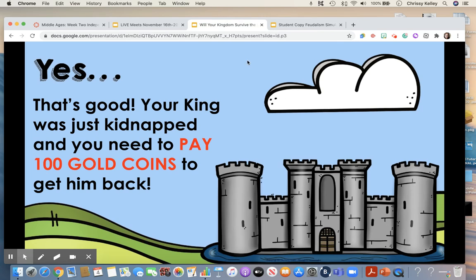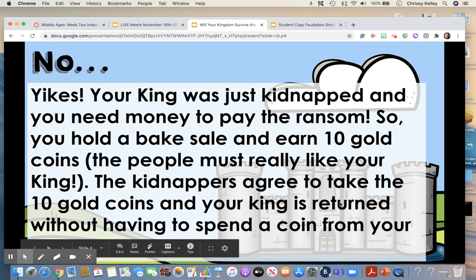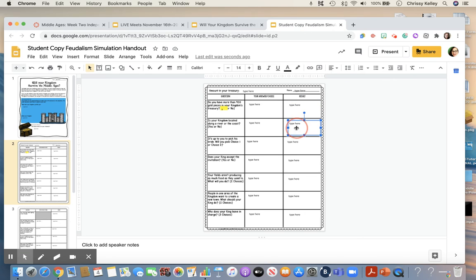You need to describe the outcome, not just say, oh, I have to pay 100 coins. Why? So if you didn't, now you have to hold a bake sale and earn 10 gold coins. And the kidnappers agree to take the 10 gold coins, and your king is returned without having to spend a coin from your treasury. And if this was the case, in real life, they might have just taxed the people. But you're going to follow what the computer says. You need to not just explain that coins were gained or lost, but why coins were gained and lost.